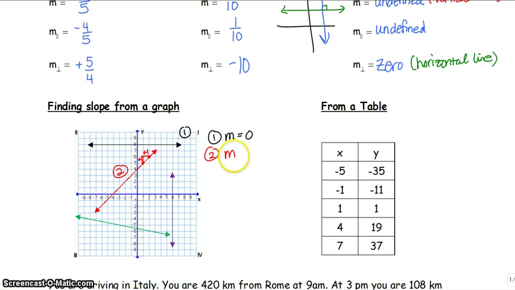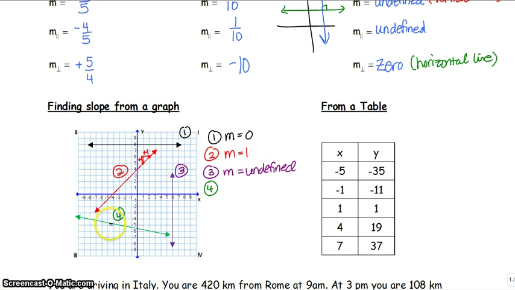Well, 1 over 1 is going to give me a slope of a positive 1. Let's go here next, number 3. Number 3 is a vertical line, so your slope is undefined. And last but not least, we've got our 4th line down here at the bottom.